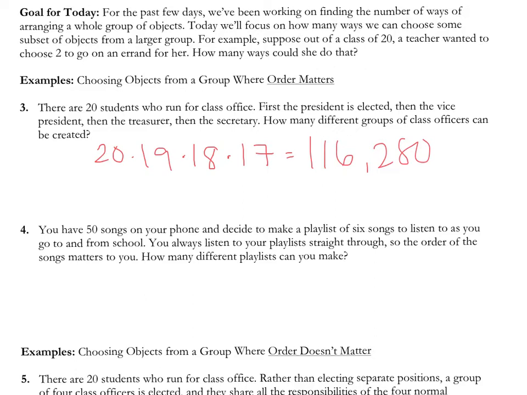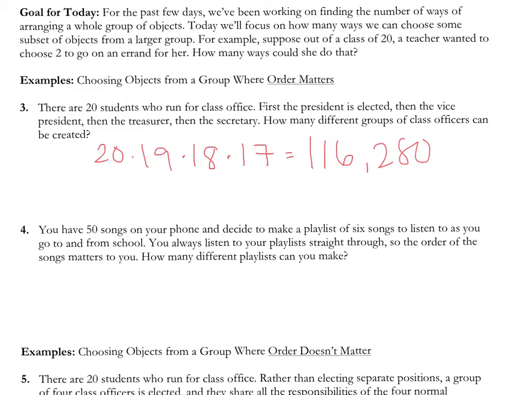So let's try another example. So in problem 4, it says you have 50 songs on your phone and decide to make a playlist of 6 songs to listen to as you go to and from school. You always listen to your playlists straight through, so the order of the songs matters to you. How many different playlists can you make?